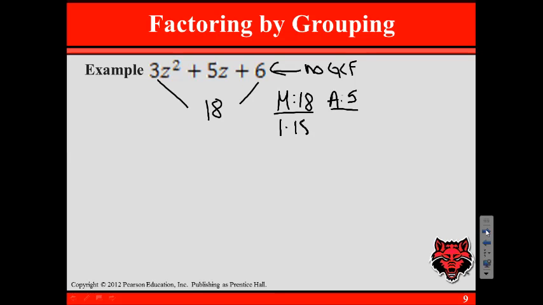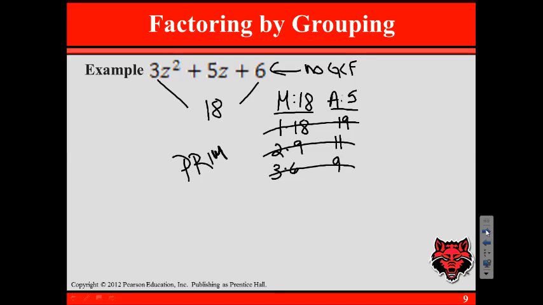And as we go through the entire list of factors for 18, we see that no factor pair will satisfy both conditions at the same time. Because that's the case, we say that the polynomial is prime.